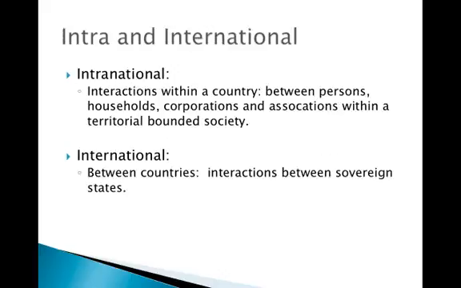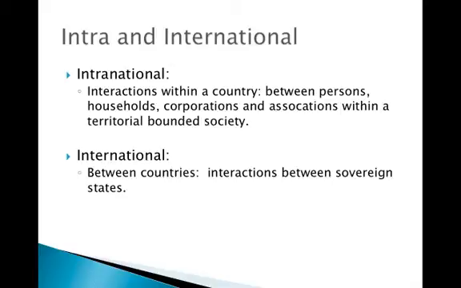Okay, intranational interactions that occur within a country, between persons, households, corporations, and associations within a territorial founded society. Interactions within the United States or Britain. If you purchase a rocking chair made by an Amish person in Ohio, that would be an intranational transaction. Okay, international would be interactions between countries. Interactions between sovereign states. Okay, so that's the distinction. It's a pretty clear-cut distinction. Intra versus international. Remember that.